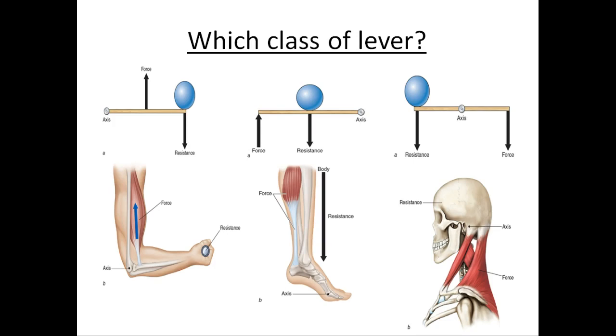Have you got it? Okay, so we've got the image on the right. The skull, that's a class 1 lever. We've got the image in the middle, the calf raise, that's a class 2 lever. And we've got the image on the left, the bicep curl. And most levers within the body are class 3. This one included, the bicep curl being a class 3 lever.